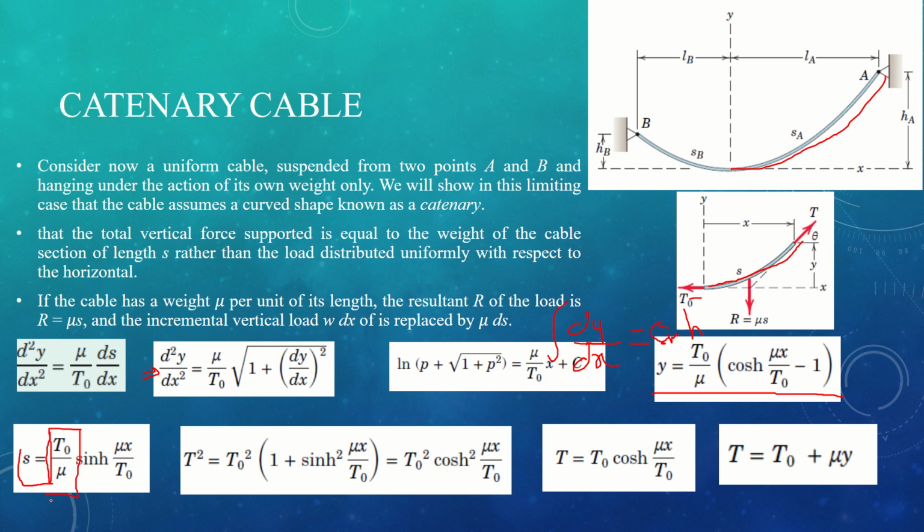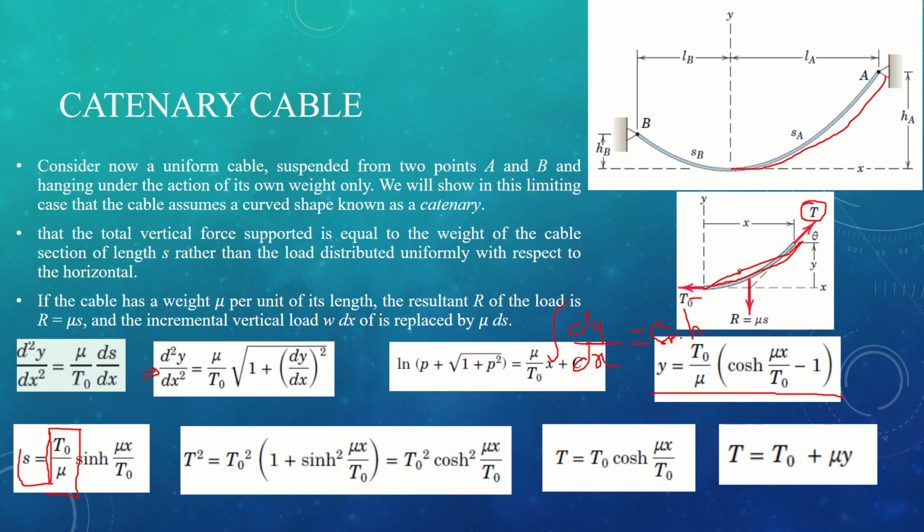Now let's move further. Once you have found the value of y, that is the shape of the curve, and s, the small segment, how this s is defined in terms of mu x and t naught, we need to find the value of t. What exactly is t? If you look at this diagram, t is in fact made of t naught and mu s. So you can say it will form a perfect right angle triangle. Along the base you have t naught, along the height you have mu s. So t naught square plus mu square s square under root will give you the value of t. This is what you get.